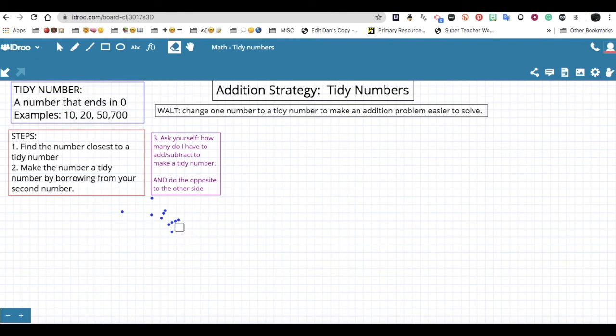But it's quite good really, because we've just done rounding numbers. You need to use that knowledge of rounding numbers to figure out what number is closest to a tidy number. Sometimes that can be the hardest step. And once you've done that, once you've changed a number to a tidy number, it's a lot easier to solve. So, hopefully you found that okay. Have a go at the follow-up activity if you feel confident.